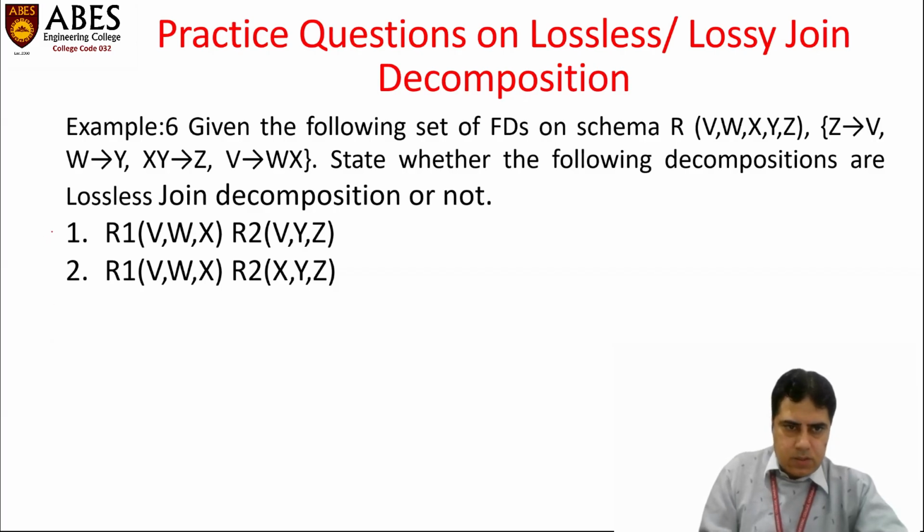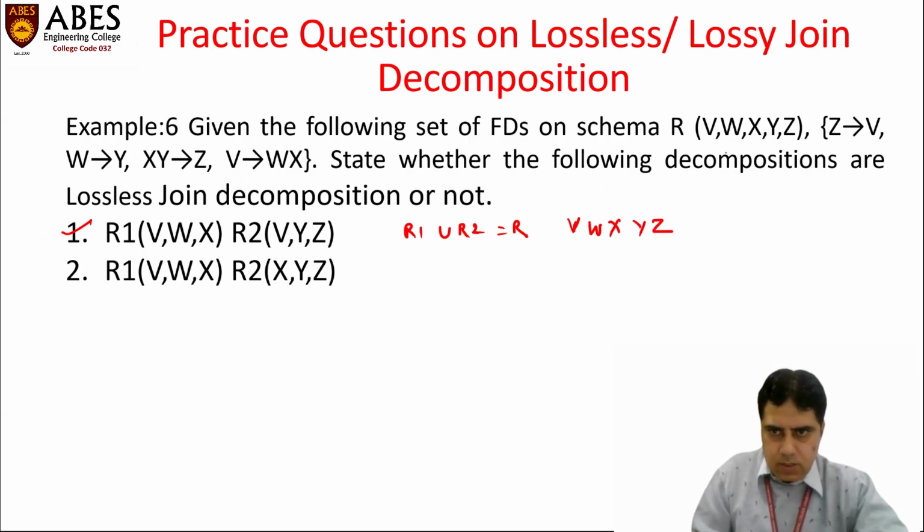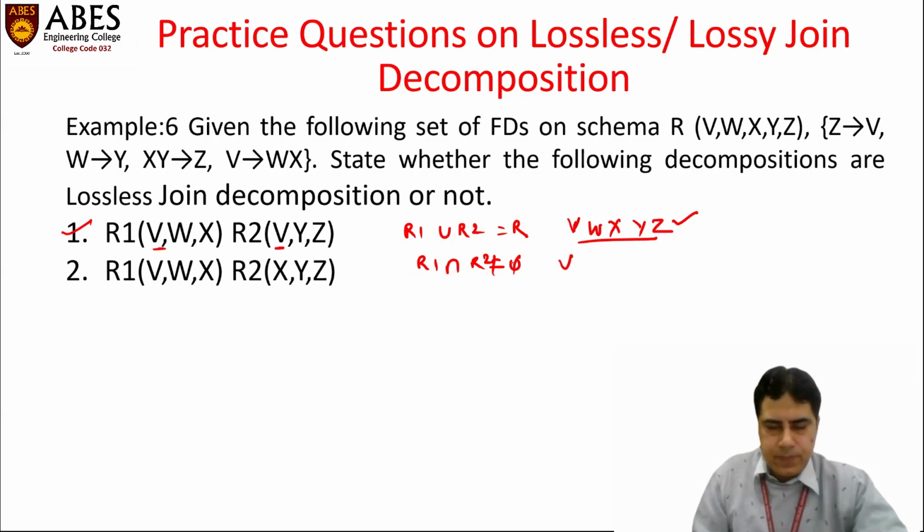Now state whether the following decompositions are lossless join decompositions or not. Now question number 1. R1 union R2 is equal to R. So V W X then Y Z. This is V W X Y Z. Condition 1 is satisfied. Now check condition 2. The common attribute is V, so that is not equal to phi. The second condition is also satisfied.